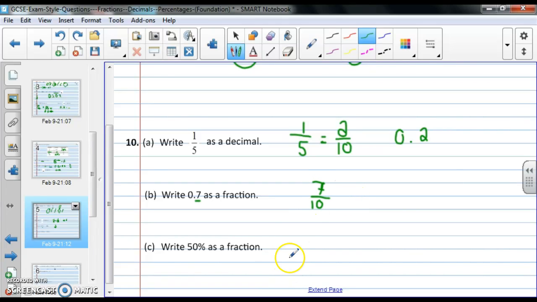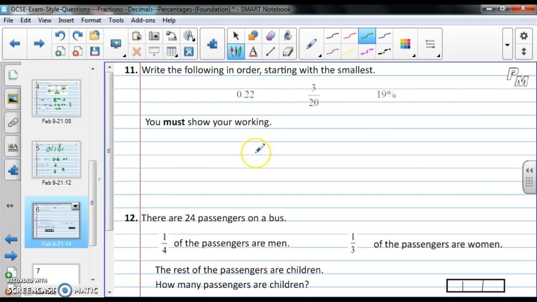out of 10. And 50% as a fraction, we should just know off the top of our heads that that is 1/2. But the other way we could figure it out is we know that percentage is always out of 100. Okay, and I've got 50 out of 100. And I also know that I can divide 50 and 100 both by 50, and I get my answer of 1/2. Alright.